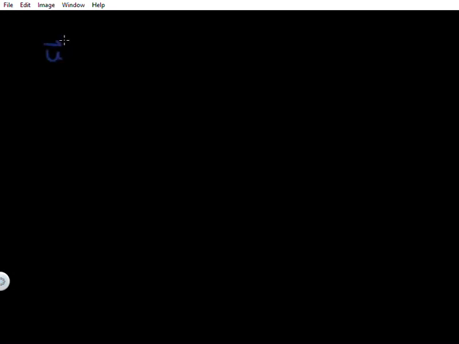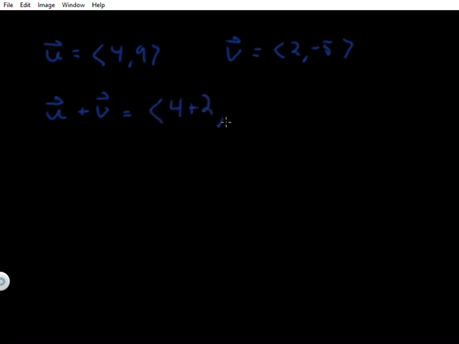So here's two more vectors. Call them u, (4, 9), and v, (2, -5). And I would like for you to find u plus v. To do this, we just have to add the individual x and y components, which would be 4 plus 2, 9 minus 5, which gives us a vector sum of (6, 4).